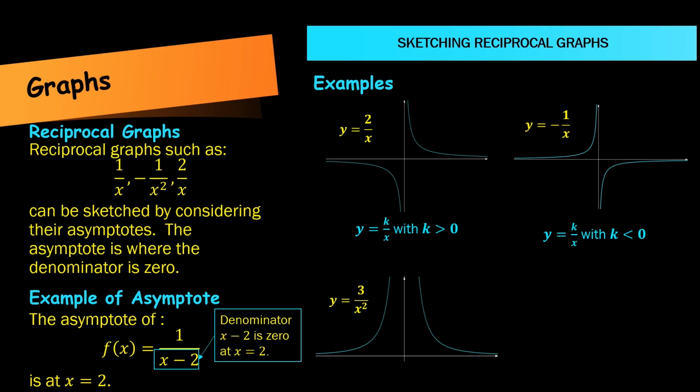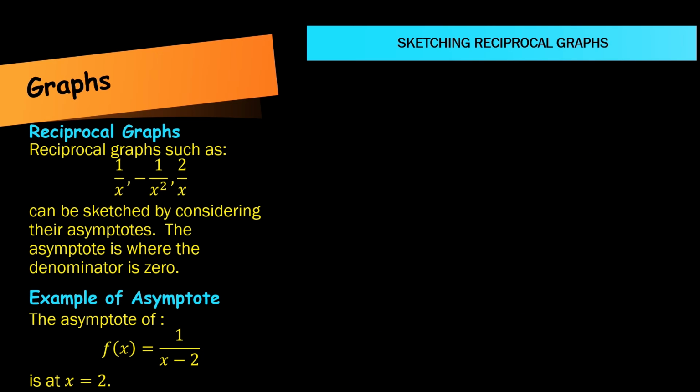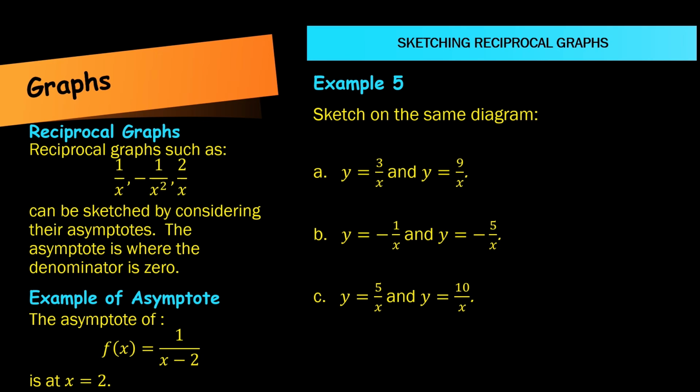Y equals 3 over x squared has a positive y throughout, and similarly y equals k over x squared with k greater than 0 will have a similar shape. And here's y equals minus 4 over x squared, and y equals k over x squared with k less than 0 will have a similar shape. Now let's take a look at another example. Pause the video and have a go. Press play when you're ready to view the solutions.